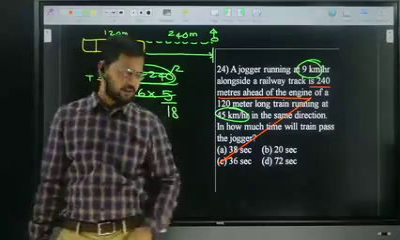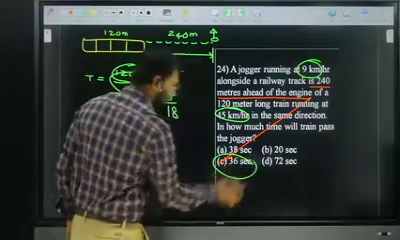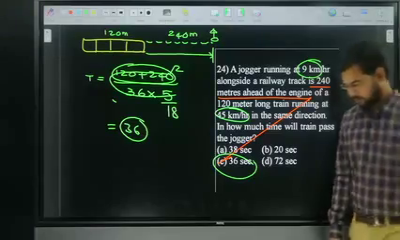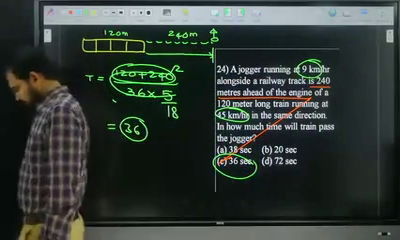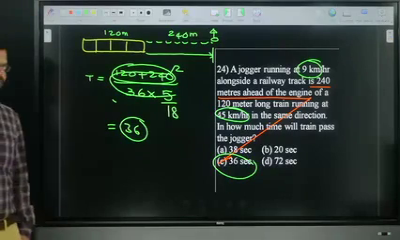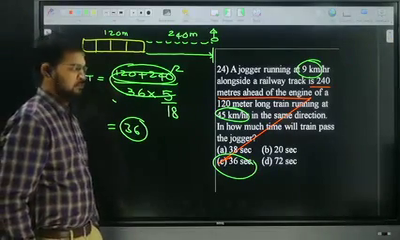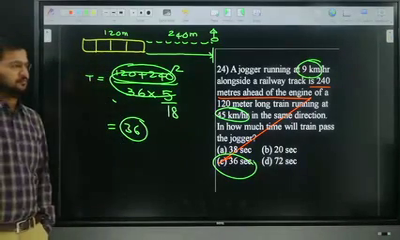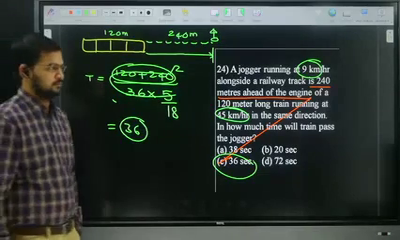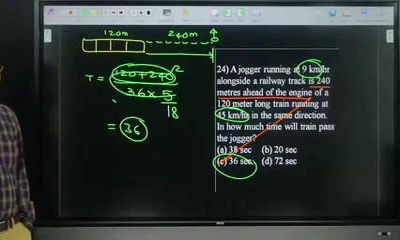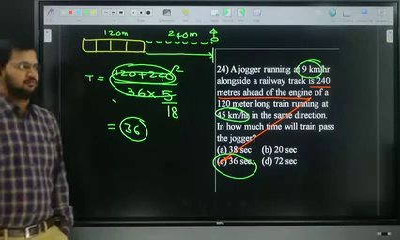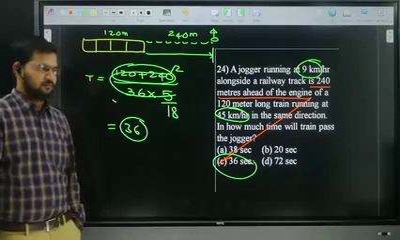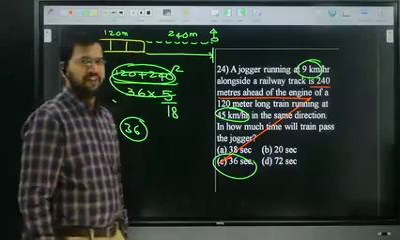All of you clear? So your answer is what? 36 seconds. Option C is the right answer. Shall I go for the next question?